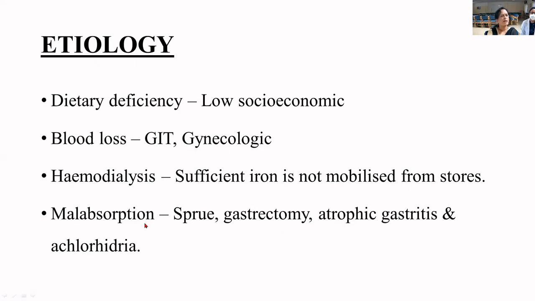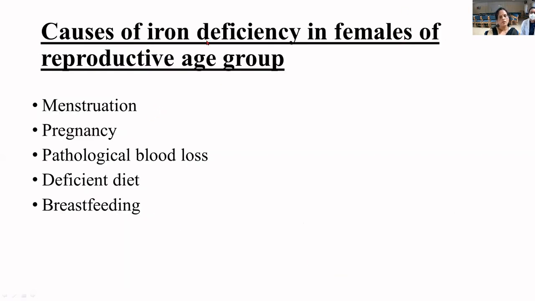Then hemodialysis, malabsorption. So even if we are taking adequate iron, if it is not absorbed. So causes you have written: sprue, gastrectomy, atrophic gastritis, and achlorohydria. That's why you said HCl is required for iron absorption. Fine.